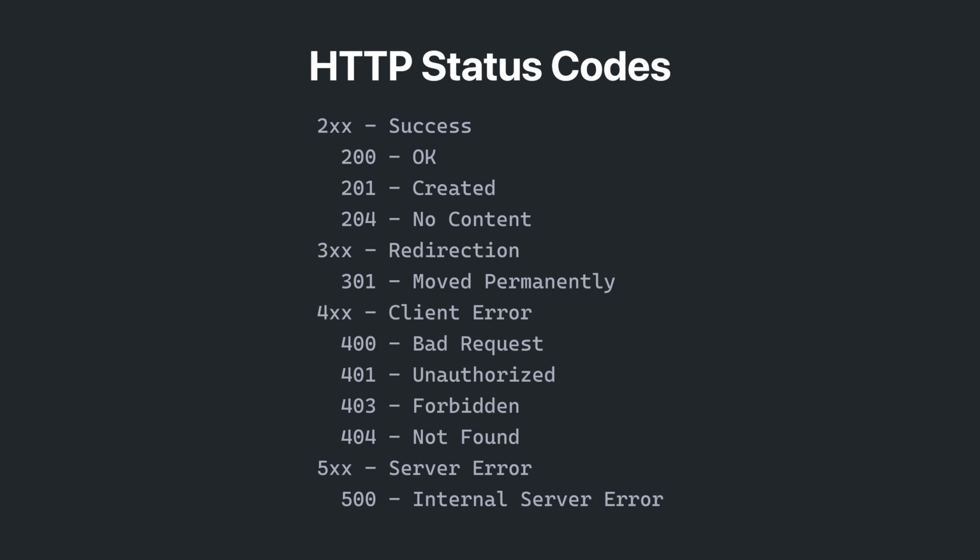In addition to request methods, the HTTP protocol supports useful status codes. They are 3-digit integers that indicate the status of the response. The 200 status codes indicate success. 300 codes indicate redirection. 400 are client errors, and 500 are server errors. There is a larger list of HTTP status codes linked in the description, but the ones shown in this slide are the most frequently used.